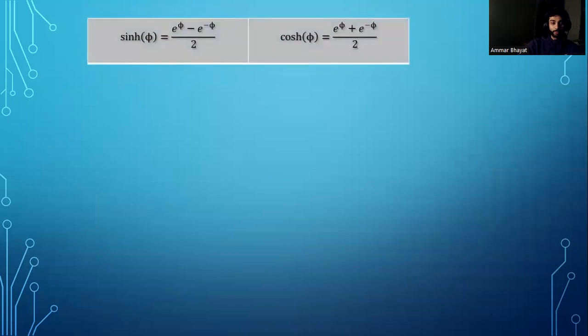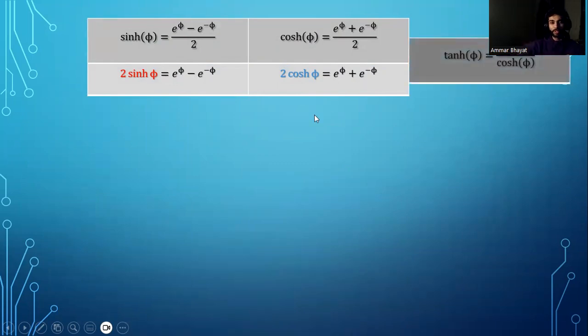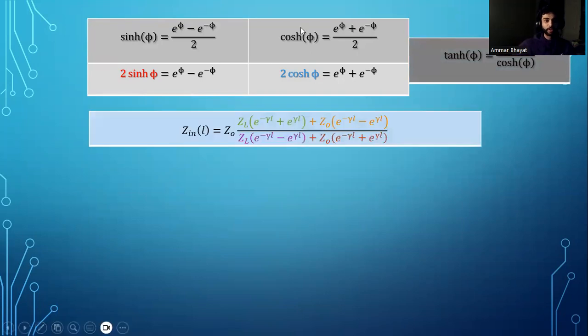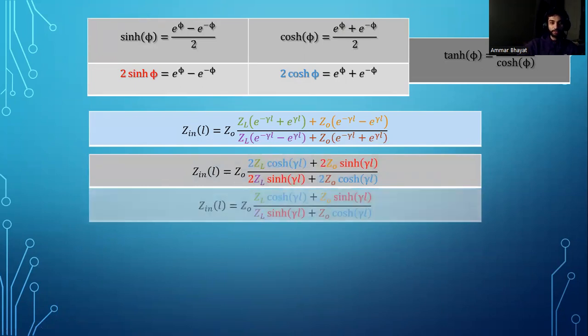Now we need to remember our hyperbolic cosine identities. Let's move the 2 to the other side, and we're going to be left with e to the positive term minus e to the negative term, and e to the positive term plus e to the negative term. Let's substitute that into our equation and just remember hyperbolic tangent. So look here, e to the negative term plus e to the positive term, that's just 2 times hyperbolic cosine. E to the negative term minus e to the positive term, that's just hyperbolic sine. So let's substitute those in. Let's factor out all the 2's, and the 2's will cancel out.